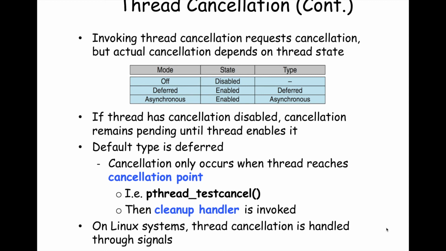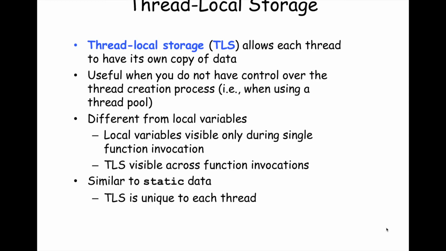Make sense? Okay. So thread local storage, lastly, allows each thread to have its own copy of data. It's useful when you don't have control over the creation process, kind of like what happens with thread pools. And so each one can have its own little memory bank, if you will, that it can use to store stuff and manipulate things. And that's really important in some applications.